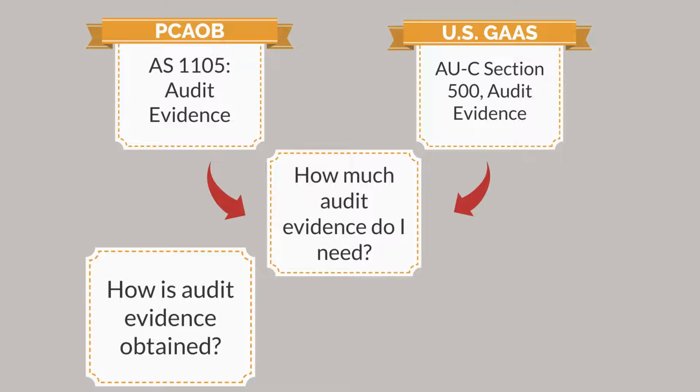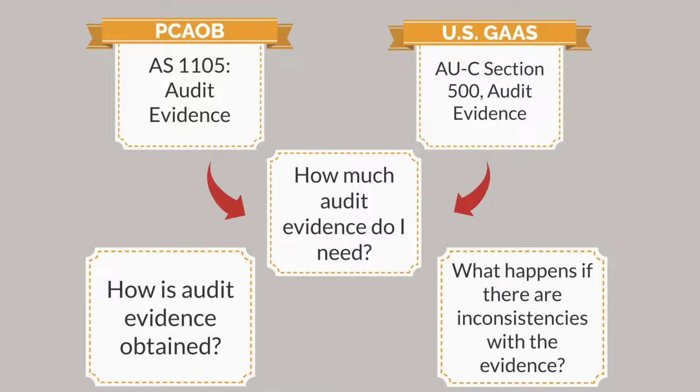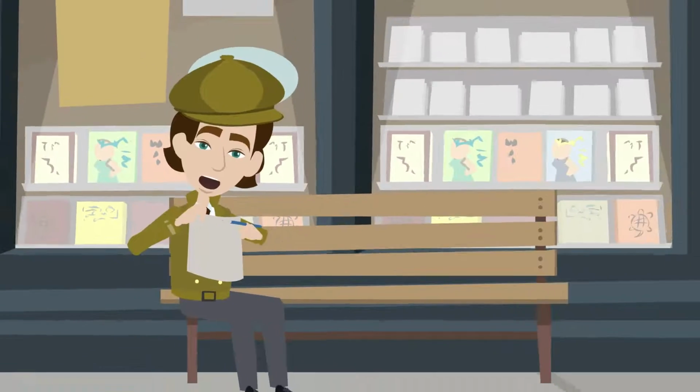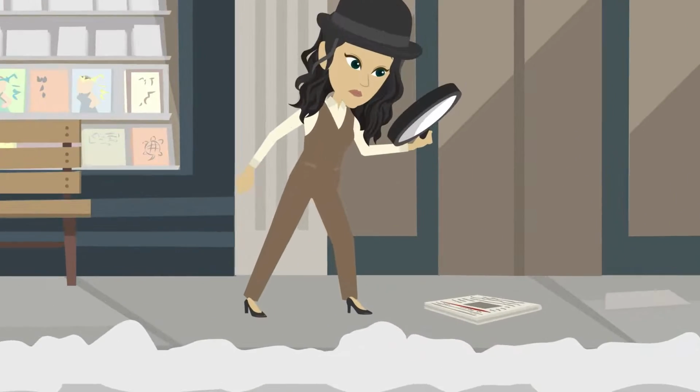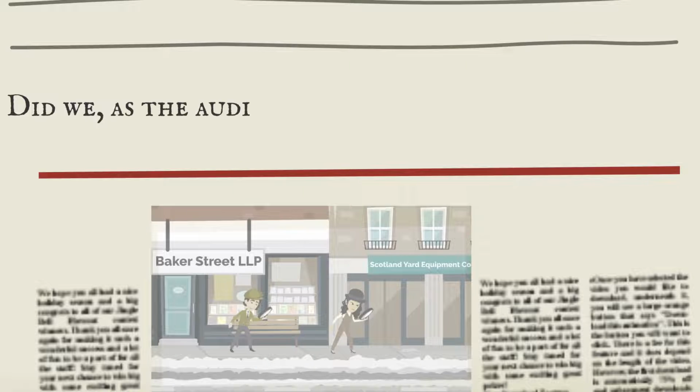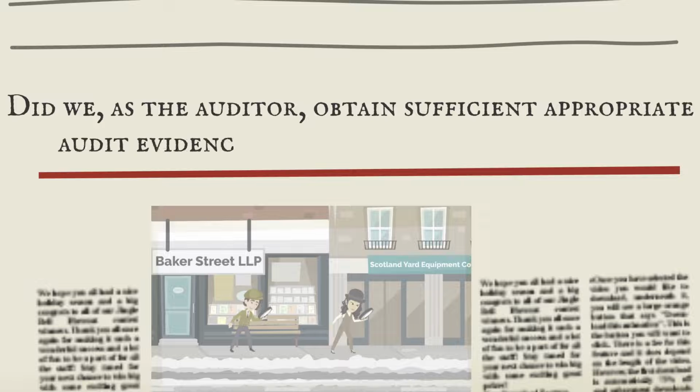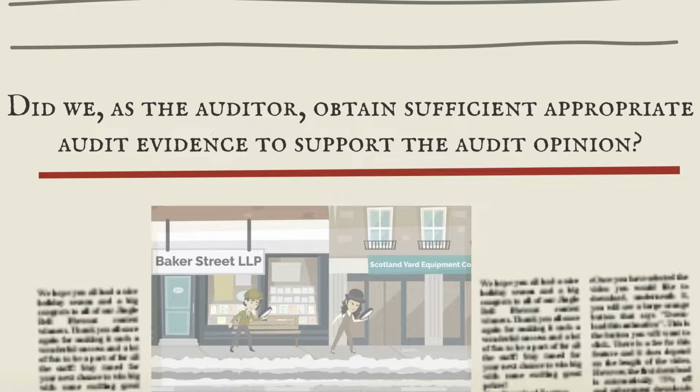You'll uncover how the various categories of audit procedures are used to obtain audit evidence to cover the various risks associated with different financial statement assertions and what to do when inconsistencies arise that call into question the reliability of audit evidence. The trail of evidence we obtain will lead us straight to the conclusion of the case and help us solve the mystery of, did we, as the auditor, obtain sufficient appropriate audit evidence to support the audit opinion?